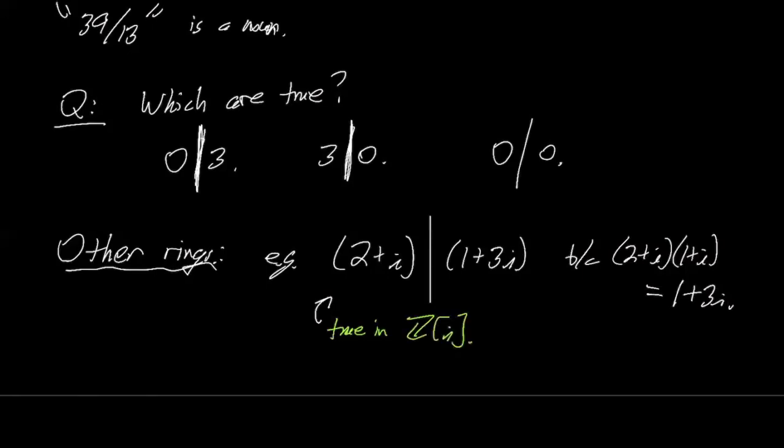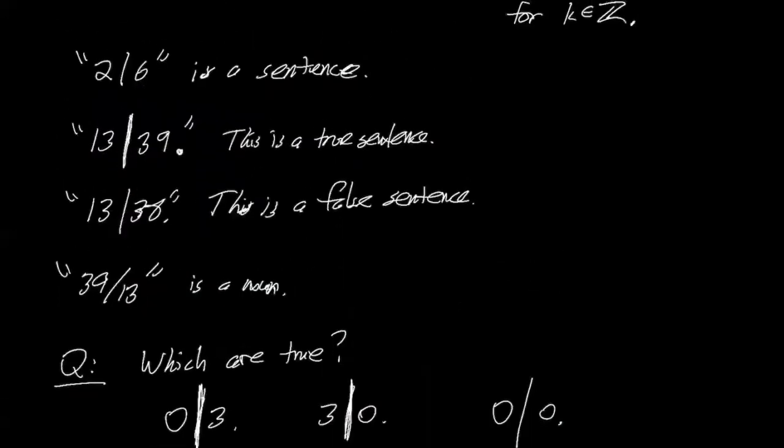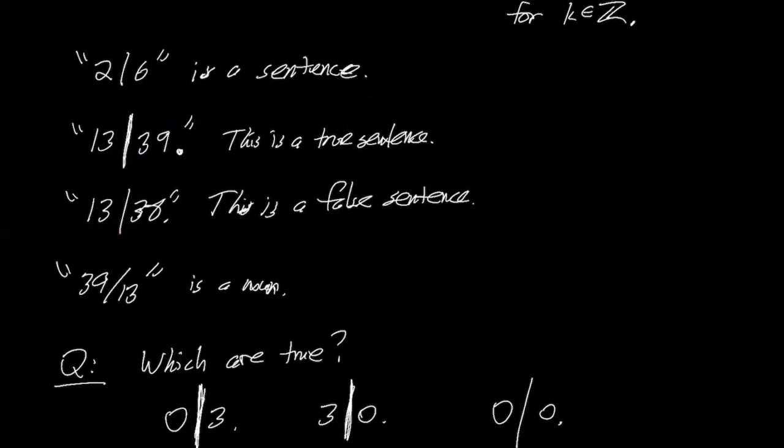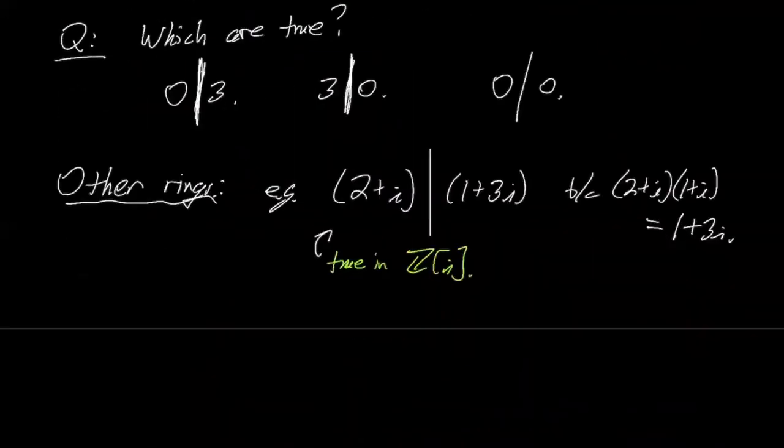It's always important to remember what ring we're actually in, because even up here, I could say this example here is false, but only in Z. I could say it's true in Q, in the rational numbers, right? Because 13 times 38 over 13 is 38. So that's true in the rational numbers, but it's false in the integers. So you always want to note what number system you're in. Okay.